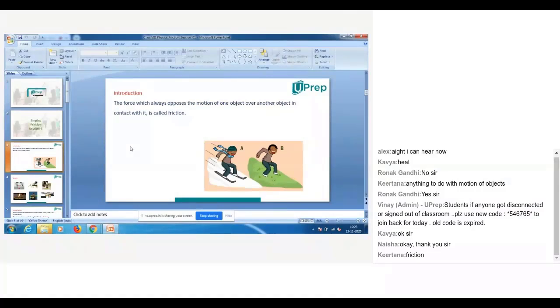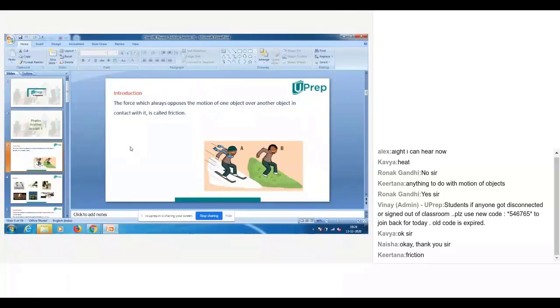The force which always opposes the motion of an object over another object in contact with it is called which one, Nana? Friction. Now tell me whether friction is a contact force or non-contact force. Contact. What do you mean by contact, Nana? It has to be in contact with the object.